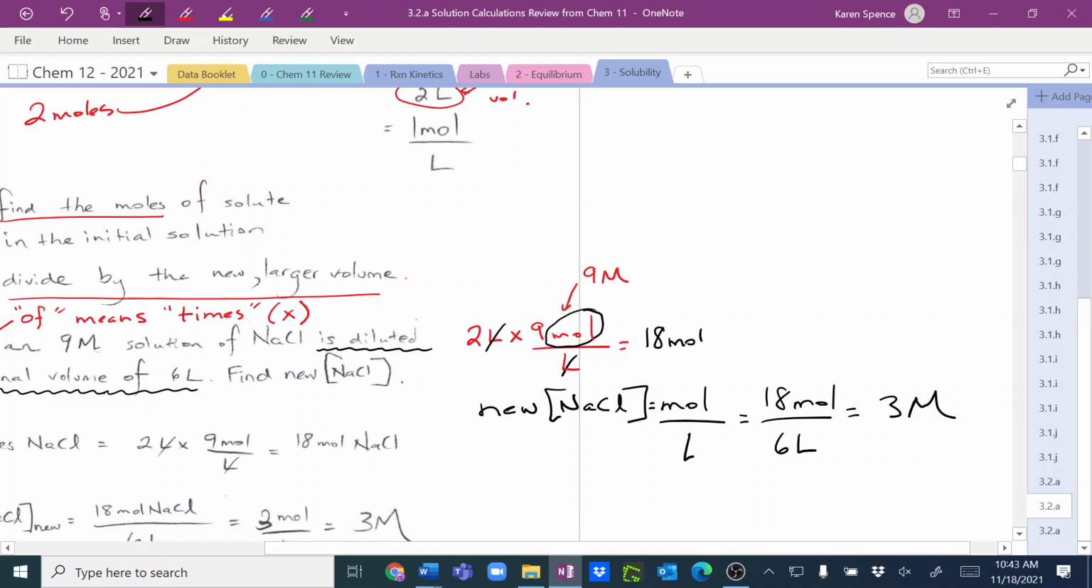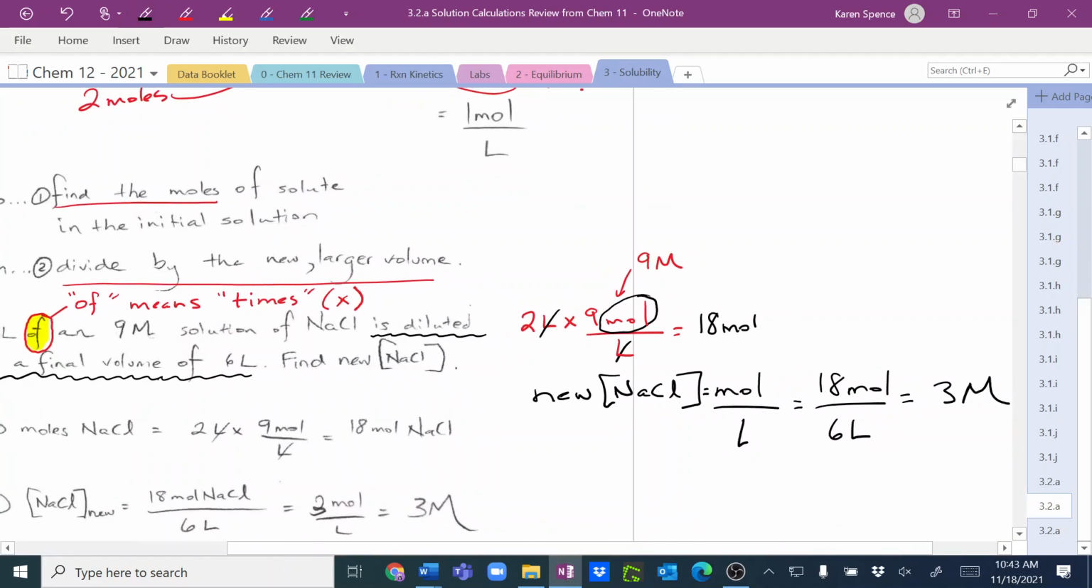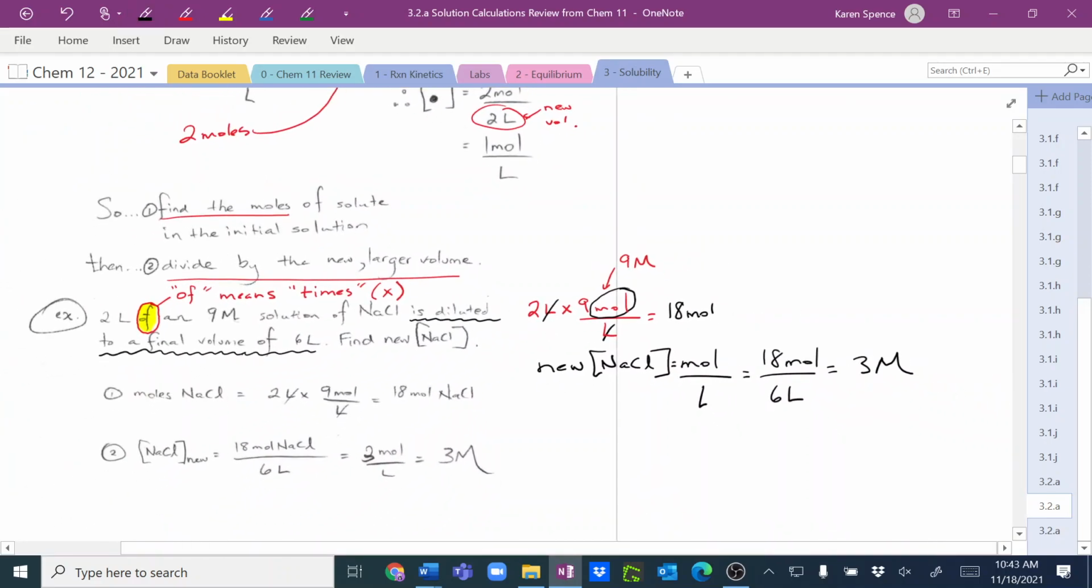Do you remember doing this last year? A little bit? Okay, good. So that's the first type of dilution problem you might come across.